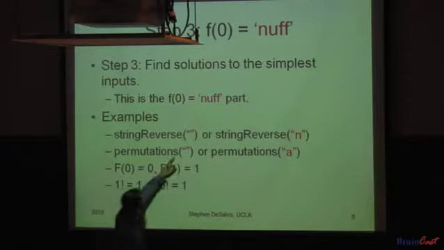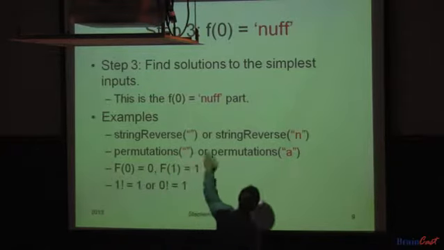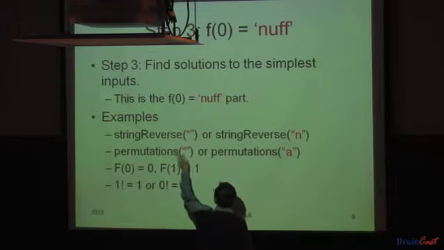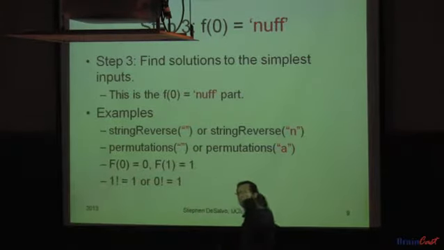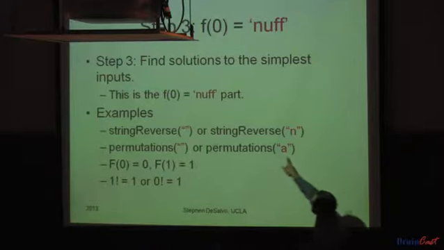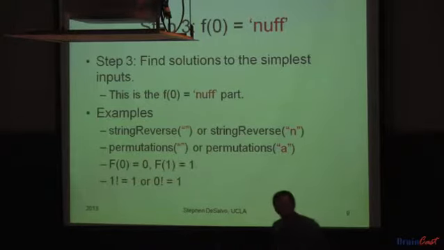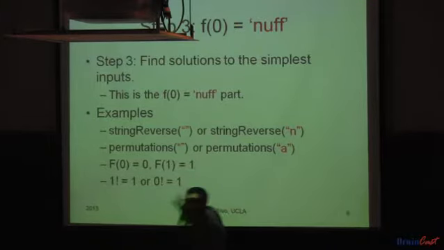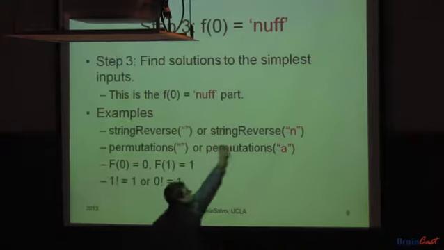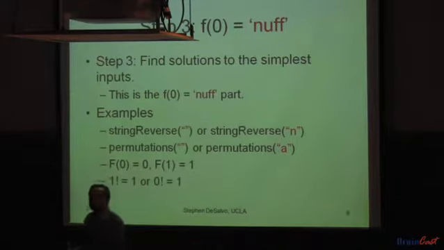For permutations, all permutations of no letters is just the vector consisting of the single string with no characters in it. Or permutations with a single letter, that is the vector consisting of a single string object with the letter A in it. Okay? With string reverse, again, same thing. String reverse, the empty string should return the empty string, or string reverse on a single character should return a string object with that exact same character.